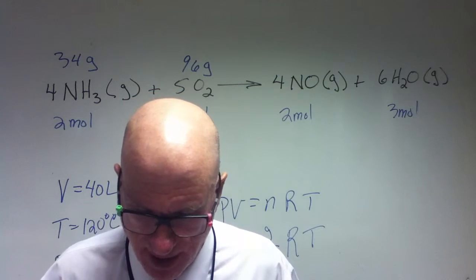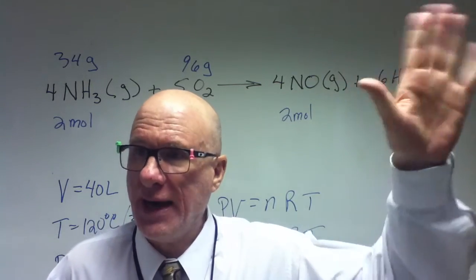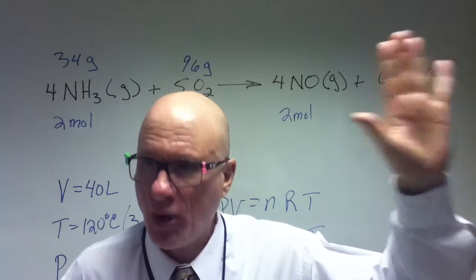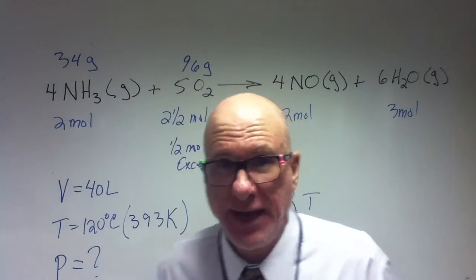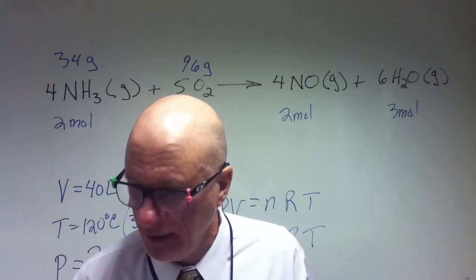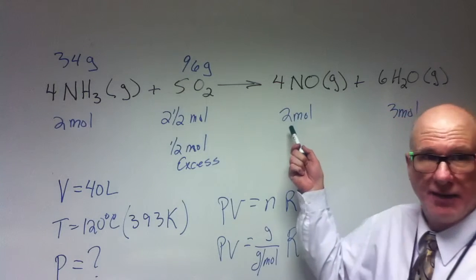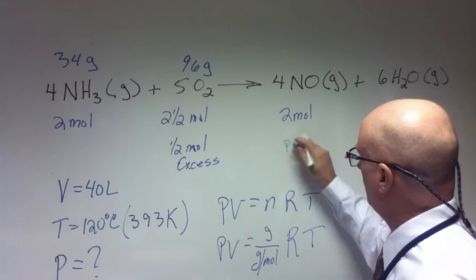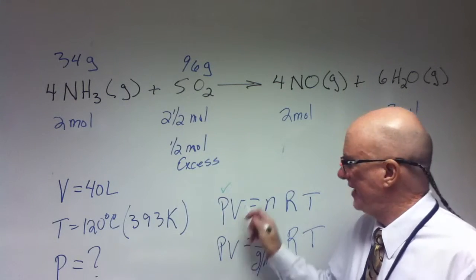Now it says, listen to the question. When 34 grams of ammonia reacts with 96 grams of O2, what is the partial pressure of the NO? Can we answer the problem yet? We can't? How many moles of this am I creating? 2 moles. Let's look at the equation. PV, here it is right here. I'm looking for P. Do I have V?